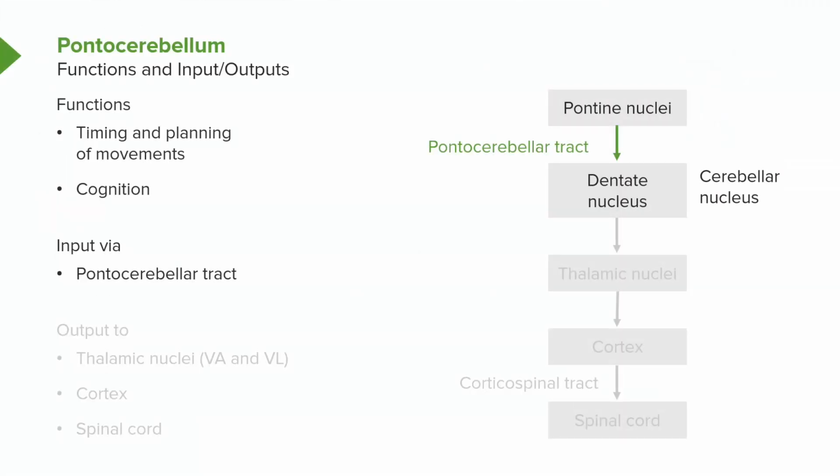And the input is going to be from the pontine nuclei to the dentate nucleus. And this will utilize the pontocerebellar tract. Here we see output to the thalamic nuclei, specifically the ventral anterior and ventral lateral thalamic nuclei. From here, signals will be transmitted to the motor cortex, and upper motor neurons will be activated, stimulated.